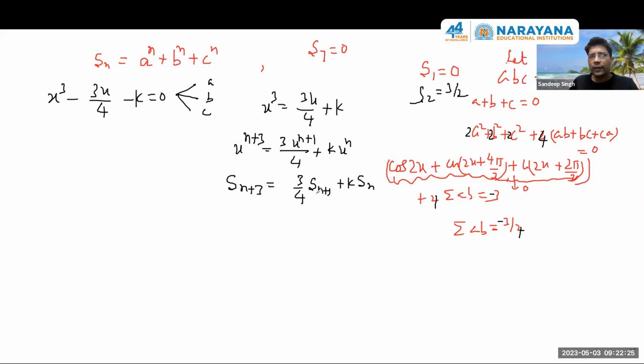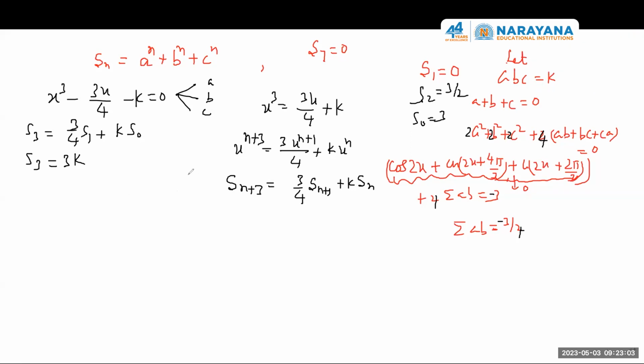Correct? Now let us start substituting the value of n. If I substitute n equal to 0, then S3 equals 3/4 S1 plus K into S of 0. Right? So what is going to be S3 now? S1 was 0 only. And what is S0? S0 is 3. Correct? Please check. So this is going to be 3K. All right?